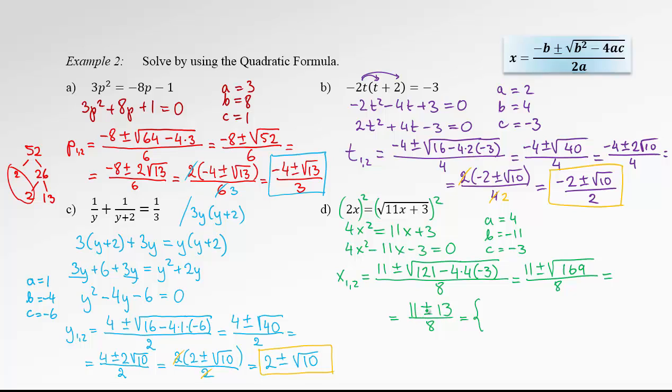So 11 plus 13 is 24. 24 over 8 is 3. Or 11 minus 13 is negative 2. Negative 2 over 8 is negative 1/4. So we can say our solution x is either 3 or negative 1/4. Notice that in this case our discriminant was a perfect square number. That's why we ended up with nice rational answers.